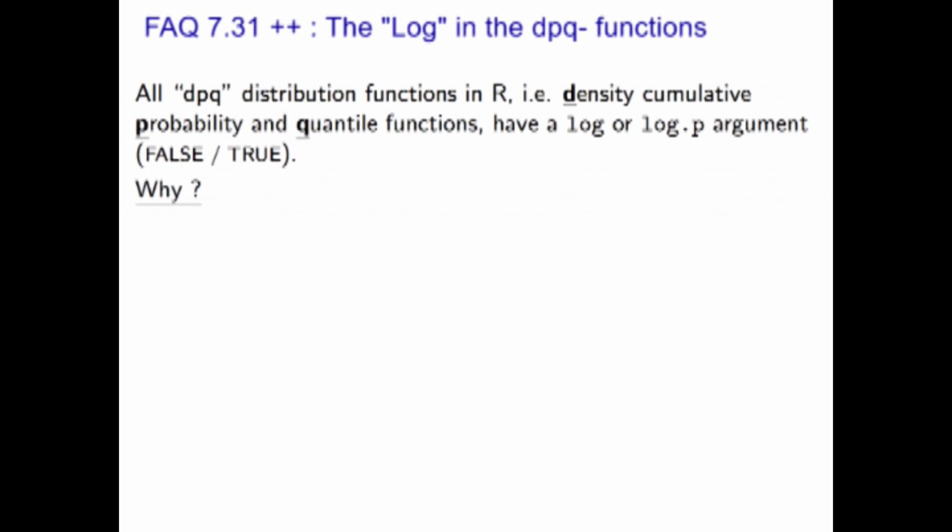Okay, and so one example of this that happened actually at the first R-Core meeting is the log. John Chambers and I were talking about it, and I introduced it into our density and probability functions in R, which all have a log argument. Well, why is this important? It's more important than many people seem to know.